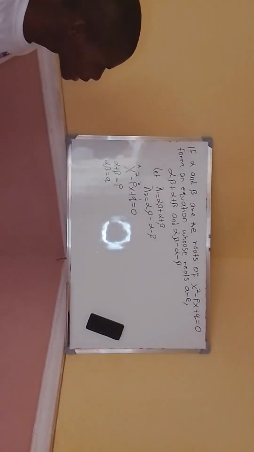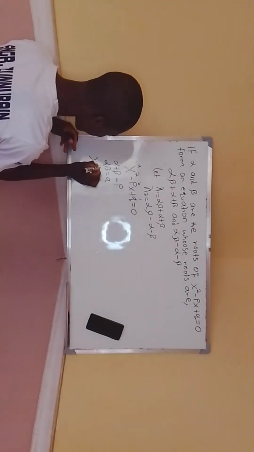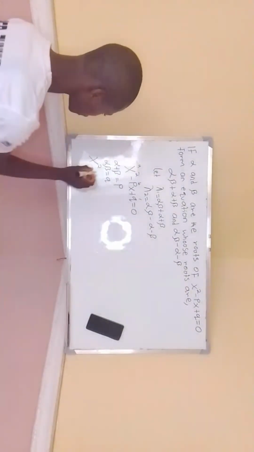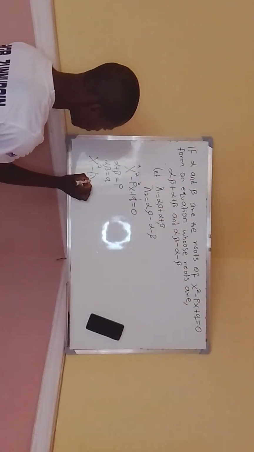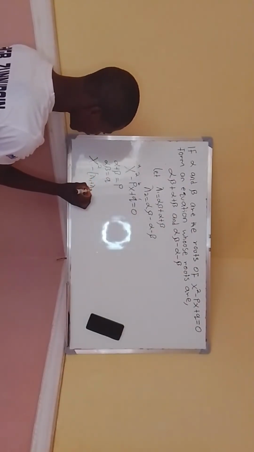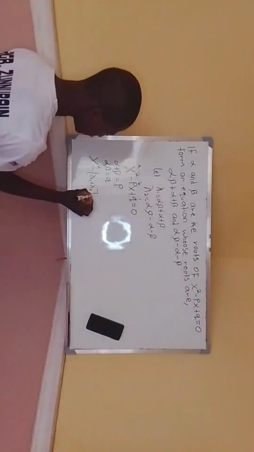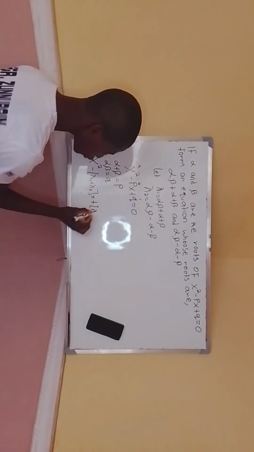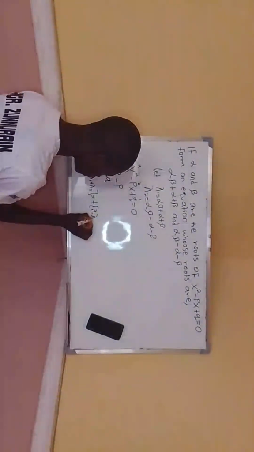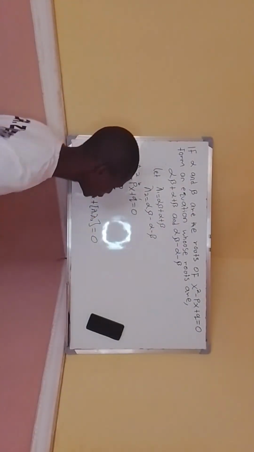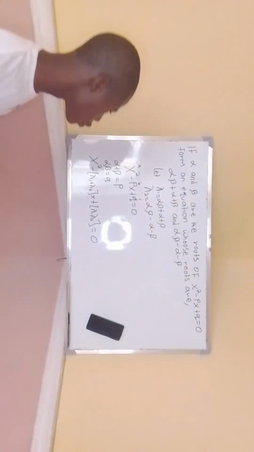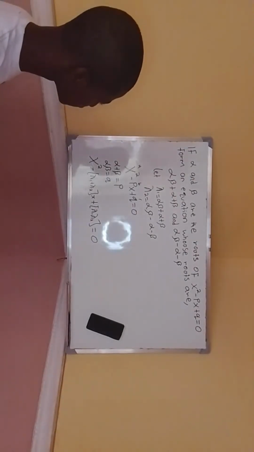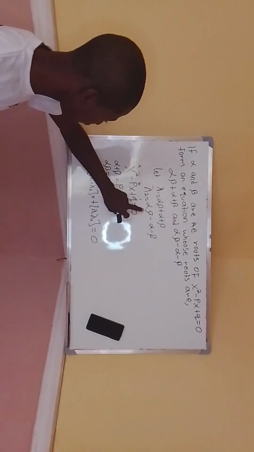The next thing I'm going to do is write x squared minus the sum of the roots, lambda 1 plus lambda 2, times x, plus the product of the roots, lambda 1 multiplied by lambda 2, equals 0. The next thing is that I have to simplify this lambda 1 and this lambda 2.